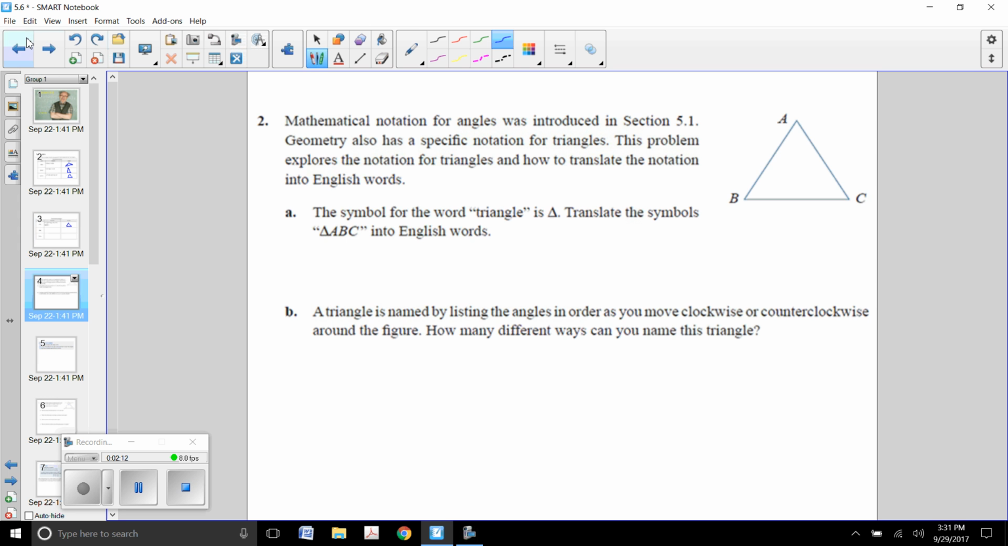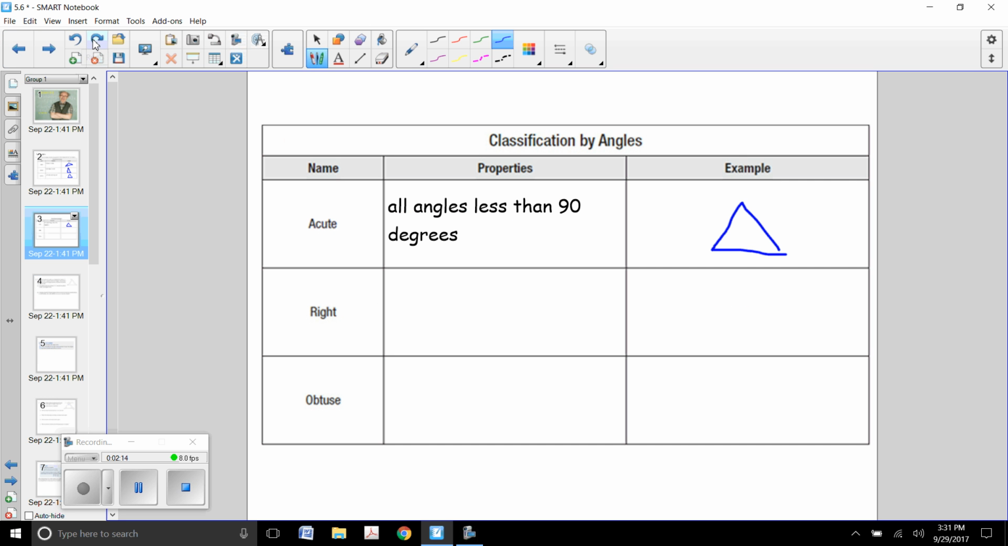Next, we have our right triangle. And just like our right angle is 90 degrees, we have one angle in a right triangle equaling 90 degrees. And so, again, I drew that symbol to show you that my bottom left-hand corner is my right angle.